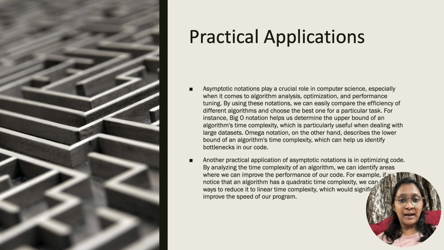Omega notation, on the other hand, describes the lower bound of an algorithm's time complexity, which can help us identify bottlenecks in our code. Another practical application of asymptotic notation is in optimizing code. By analyzing the time complexity of an algorithm, we can identify areas where we can improve the performance of our code. For example, if we notice that an algorithm has a quadratic time complexity, we can find ways to reduce it to linear time complexity, which would significantly improve the speed of our program.